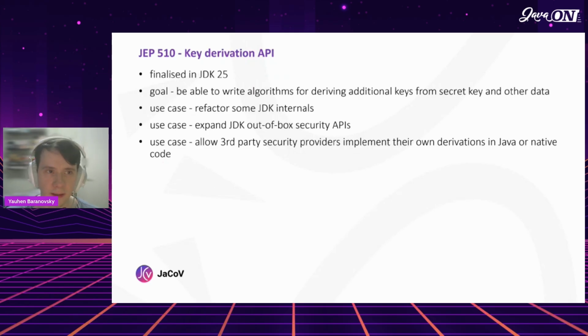The second JEP is about security as well. It's about the ability to derive additional keys from general use cases. For example, to simplify JDK internals, to standardize them more, to expand JDK out-of-box security APIs, and to allow third-party contributors to provide custom implementations as well. That feature was in preview previously, and now it's finalized in JDK 25.